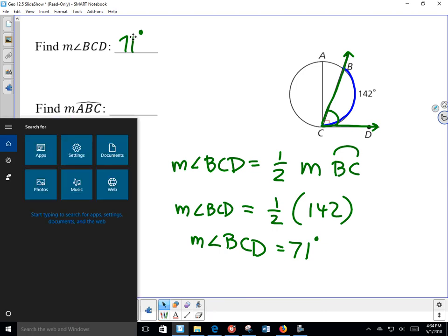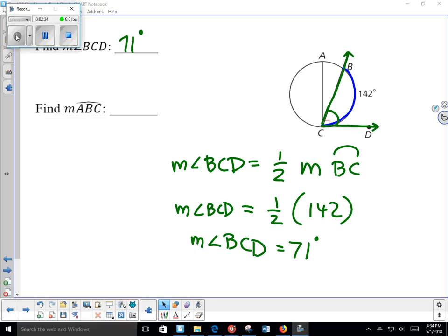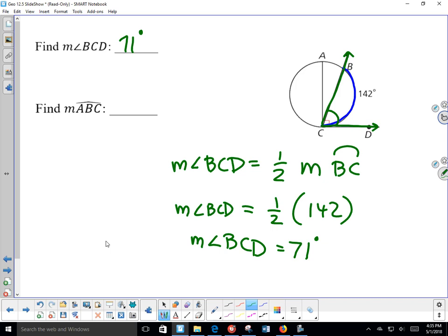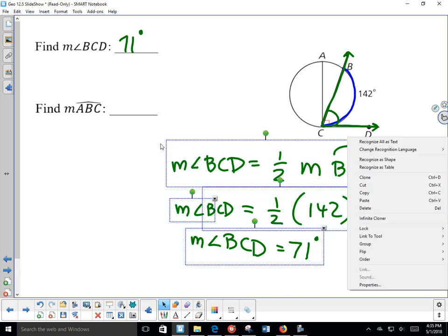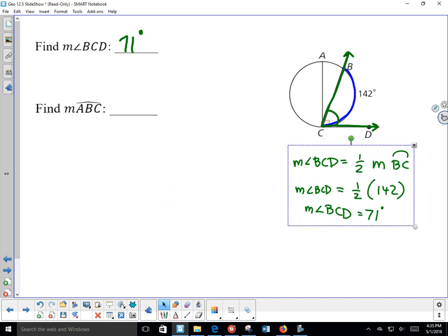All right, and so now if we're trying to find the measure of arc ABC, let's go the other direction. Let's get this down. Slide this off to the side a little bit.